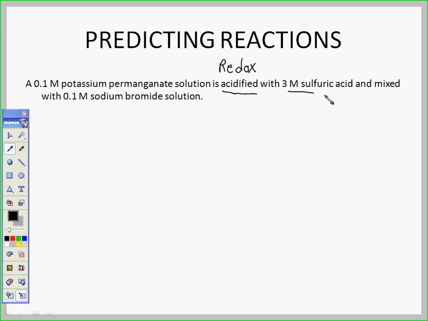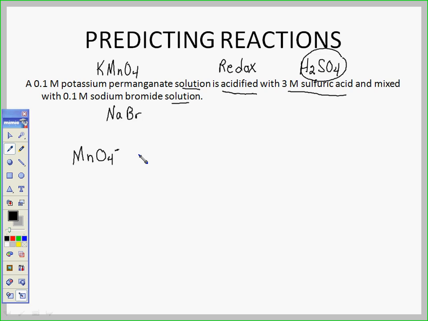It's acidified with sulfuric acid, and there will be a temptation to include this in the balanced reaction, but we're not going to be looking at that. Our primary players are the potassium permanganate and the sodium bromide. Now, since we have solutions of these and we're dealing with redox, I can ignore the group 1 ions because they will not be reduced in the presence of water. So I can focus on my permanganate and my bromide.